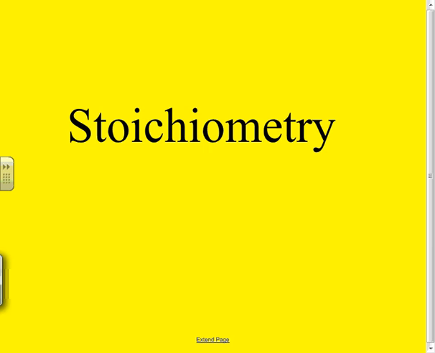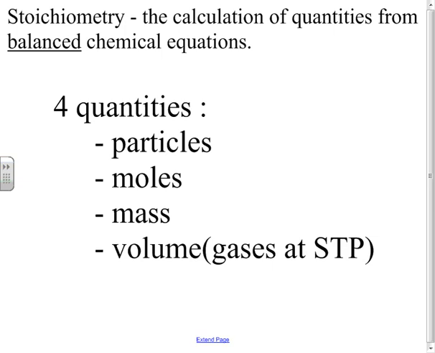Stoichiometry, what is it and how do we do it? The word stoichiometry comes from the Greek word stoichion, which means element or elemental, and metry, which means to measure. So it basically means to measure elements. You can think of it as measuring stuff. And what stuff are we going to measure? We're going to measure particles, moles, mass, and volume.